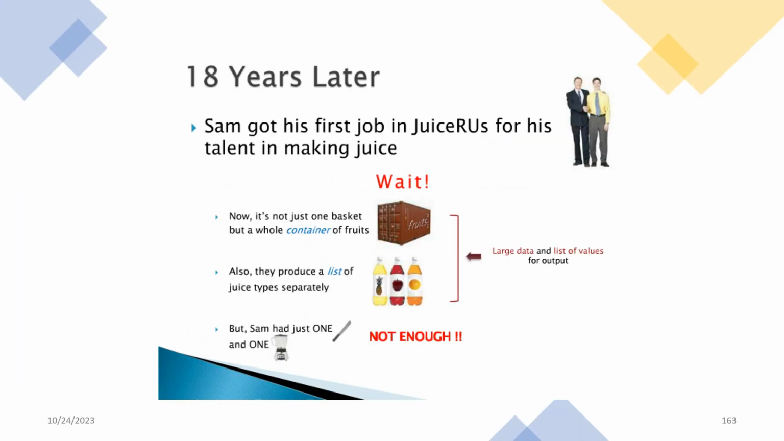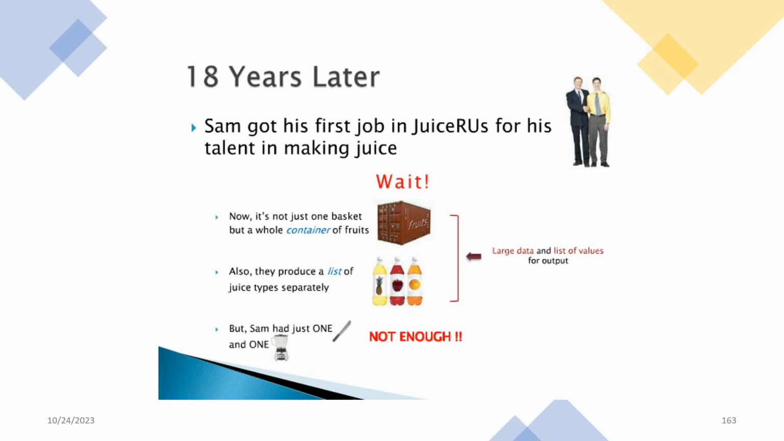Now, after about 20 years, Sam got his first job in a juice company. Yes, he has a great talent in making juices and now he has got a job in a juice company. Now it's not just one basket of fruits which he has to convert to juice. Now he has a whole container of fruits to be converted. Also, they produce a list of juice types separately. This company has to sell them separately: apple juice, orange juice, mango juice. But Sam has only one knife and one mixer grinder.